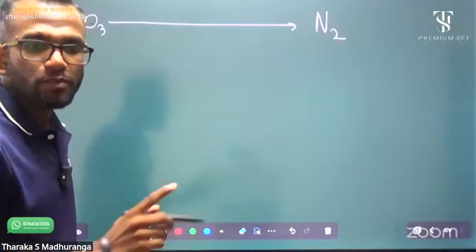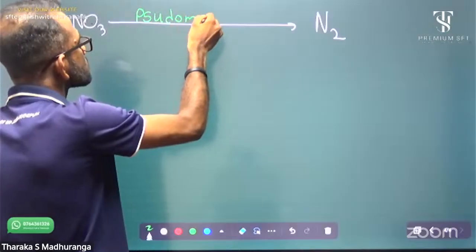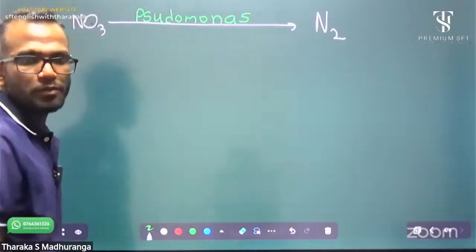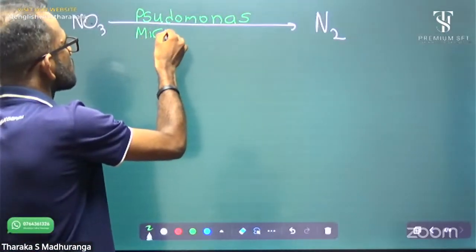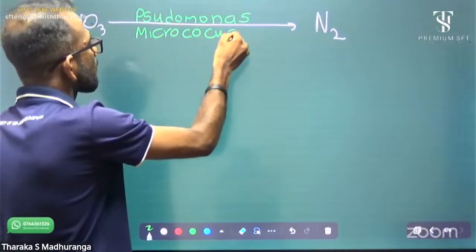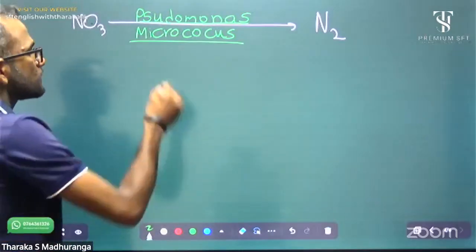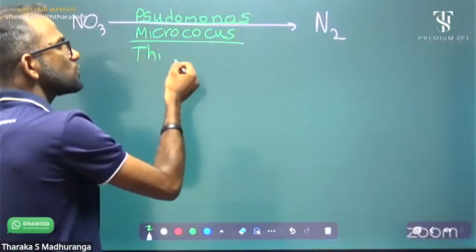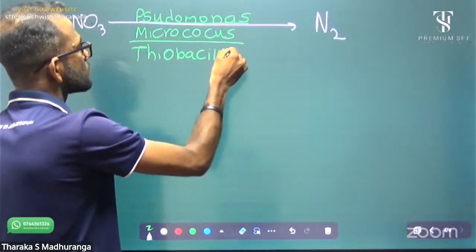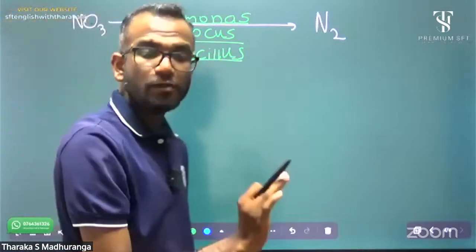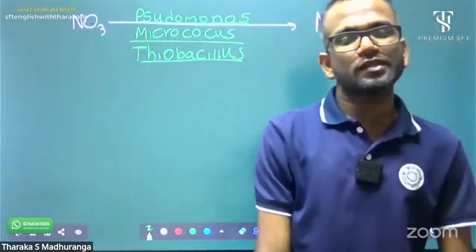First one, Pseudomonas. Micrococcus. Pseudomonas, Micrococcus, and Thiobacillus. Thiobacillus. Okay. What do they do? In anaerobic conditions, they directly convert these nitrate ions to nitrogen gas.